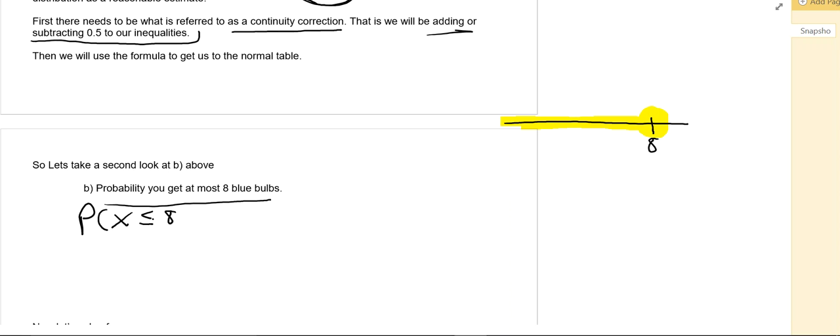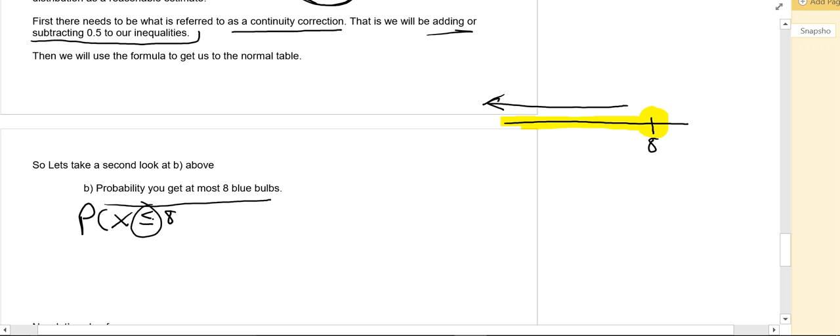So I'm either going to add a half to 8 or subtract a half from 8. Notice if I subtract a half, I will not be including 8, but we want to include it. So that means I'm going to have to go above 8, 1/2 unit, and convert 8 to 8.5. In other words, I'm going to figure this one out: the probability that x is less than or equal to 8.5. So we made this, quote, continuity adjustment.